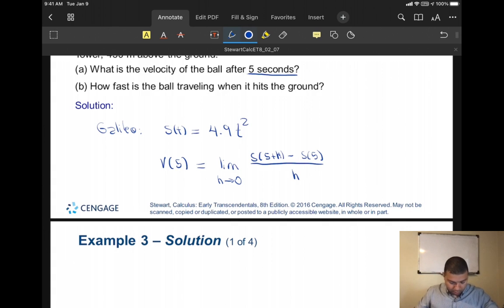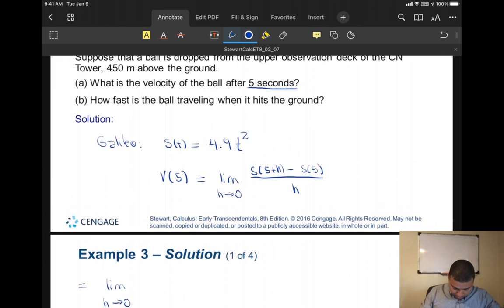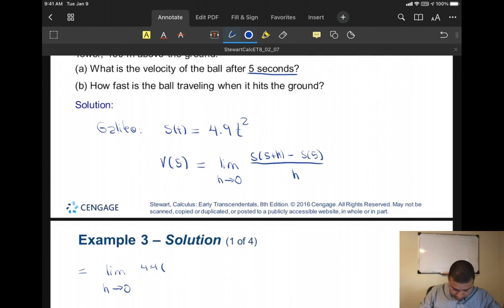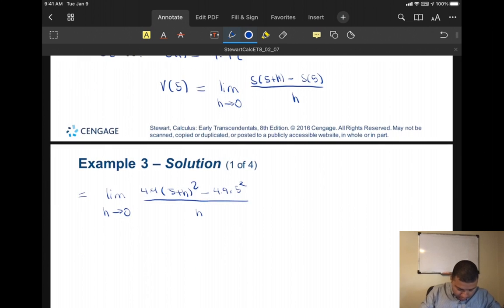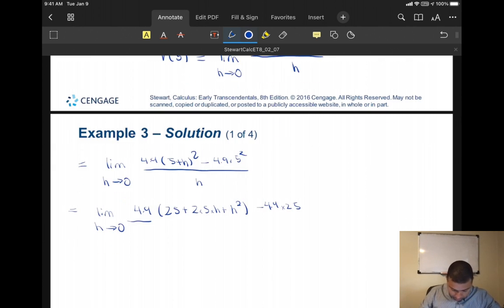So let's see. That's going to be the limit as h goes to 0 of 4.9 times (5 plus h) squared minus 4.9 times 5 squared, divided by h. So now algebra here and a lot of manipulation. 4.9 times (25 plus 2 times 5 times h plus h squared) minus 4.9 times 25, all that divided by h.